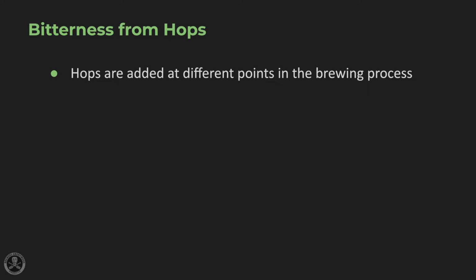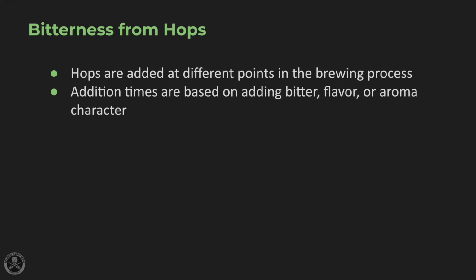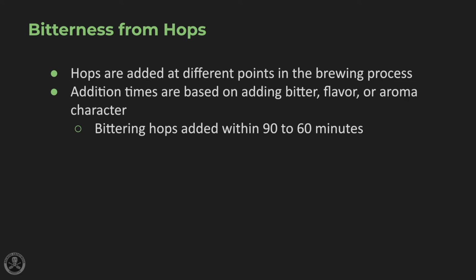Hops are added at different points of the brewing process. There's really no time during the boil that you can't add hops. Now, when and what time of the boil is generally based on what you're trying to add. Are you trying to add bitterness, flavor, or aroma with this hop addition? Bittering hops are usually added in the 90 to 60 minute range of the boil to get the most efficiency from the isoalpha isomerization. Hops added in the 40 to 10 minute range of the boil are often added for flavor, giving this addition the commonly referred to term as flavor hop additions.